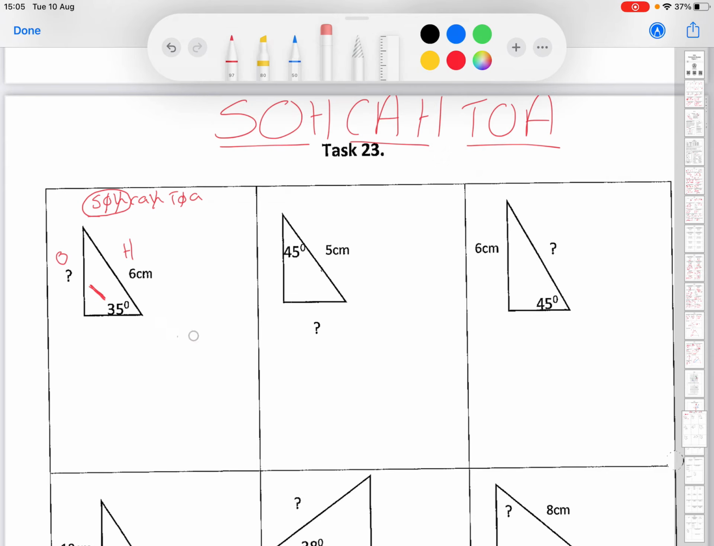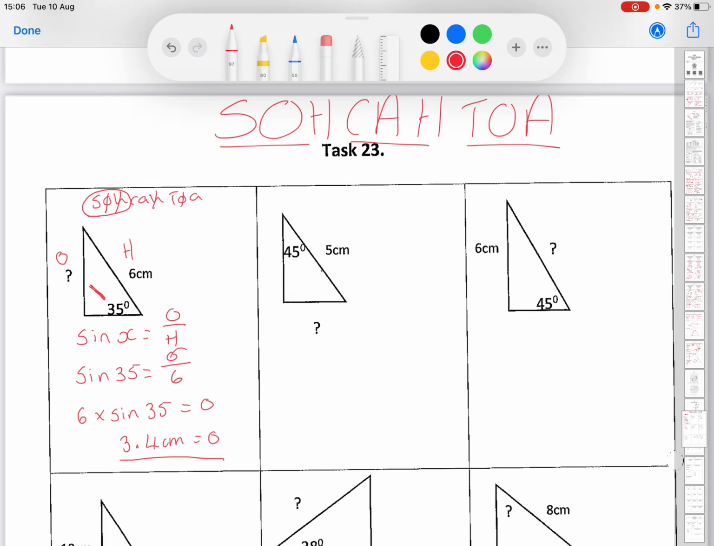So we know sine of the angle x is going to be O over H. So now we can substitute what we do have in. So we've got sine of 35. We don't have O, but we've got H is 6. Now we're trying to find the thing at the top, so we're going to times. So to find our opposite, we're going to do 6 times sine of 35, which should give us 3.4 centimetres.